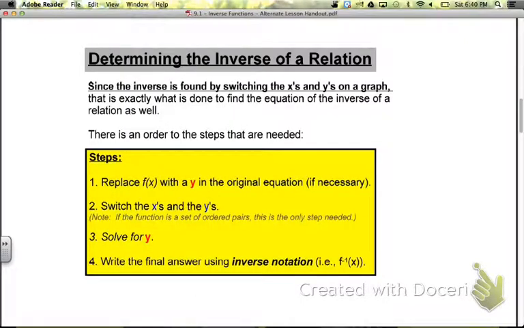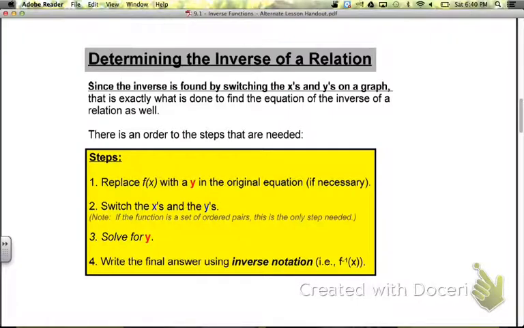So now, how do we determine the inverse of a relation? If we're given the graph, it's really easy to just do the opposite points, change our x and y's and graph it. But what if we're actually using a function and it's the equation? How do we go about finding the inverse? Since the inverse is found by switching the x and y's on a graph, that is exactly what is done to find the equation of the inverse.